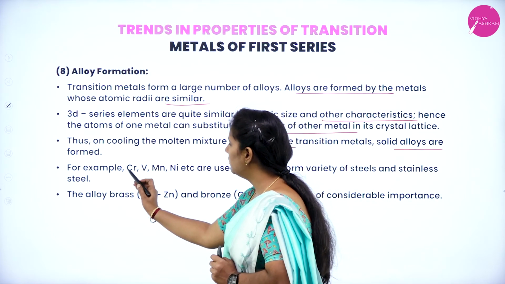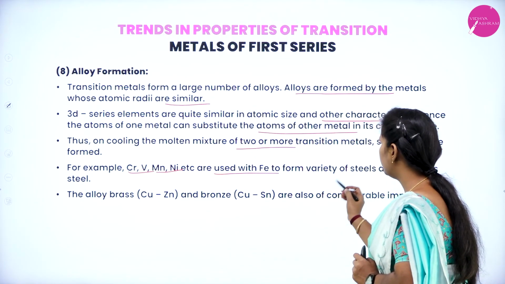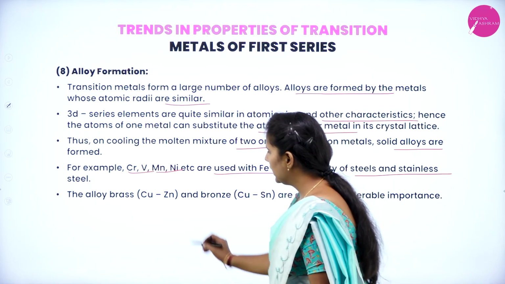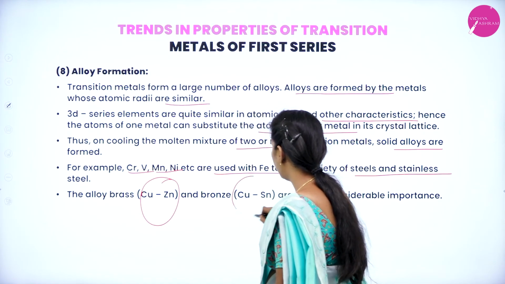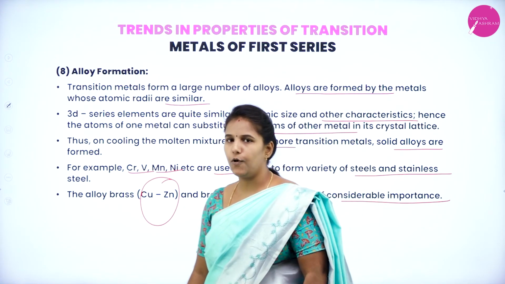For example, vanadium, chromium, manganese and nickel are used with iron to form varieties of steel and stainless steel. The alloys like copper and zinc, and copper and tin, are of considerable importance.